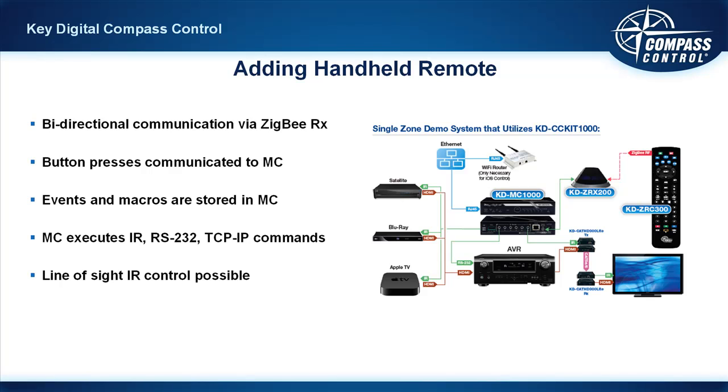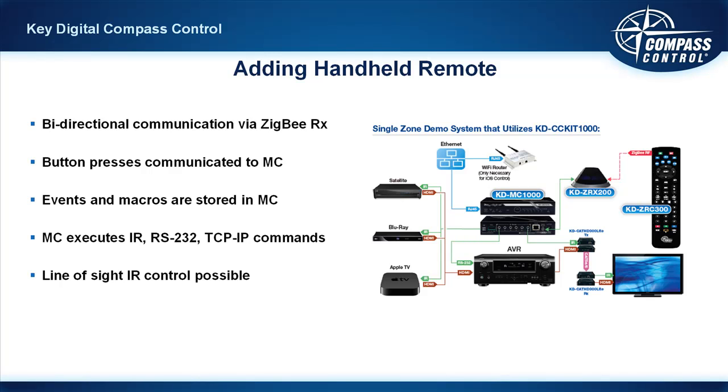So the ZRC300 presents a shift in how compass control has worked before the release of this handheld remote. How did it work previously? The iOS device was the brain. However, with the release of the handheld remote control, we also had to go and release a new master controller as a result, because the MC1000, or the master controller, needs to store knowledge. It itself needs to be a brain.